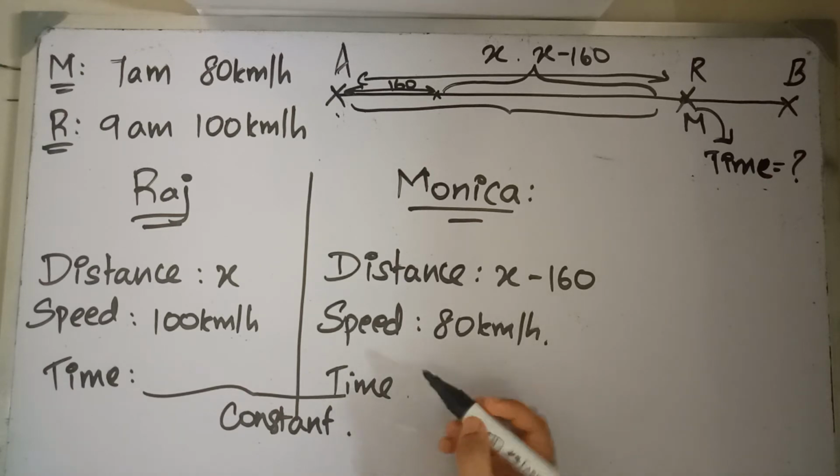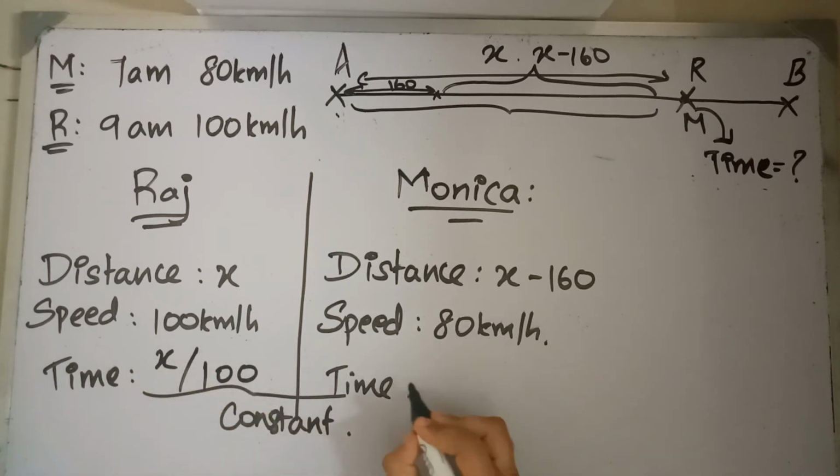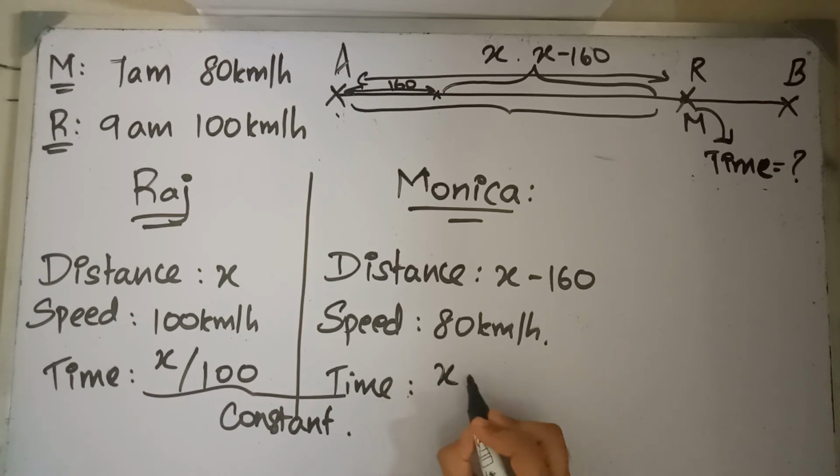So what's the formula for time over here? It will be distance by speed, which is x by 100. The equation for time for Monica will be distance by speed, which is x minus 160 by 80. So let's equate both of these because they are both equal.